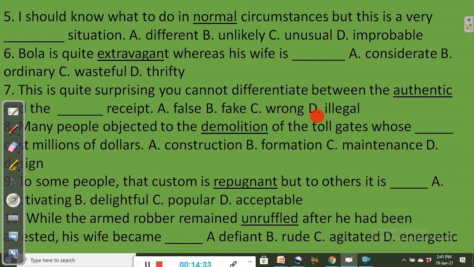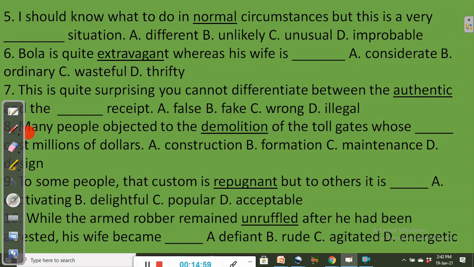C, wrong. D, illegal. B is the appropriate answer because if a receipt is not authentic, if it's not genuine, obviously it's a fake receipt. When you issue a receipt that is not genuine, it is fake. That's B, okay? You can take note of B, that's the answer.